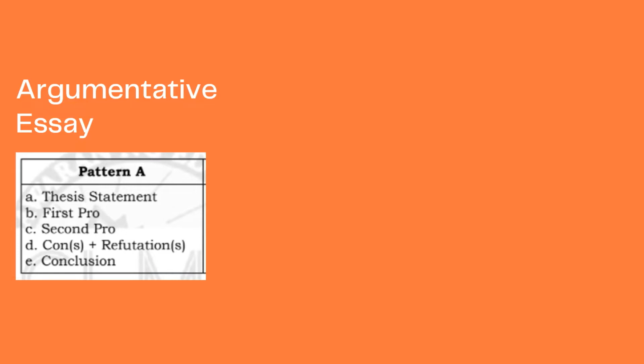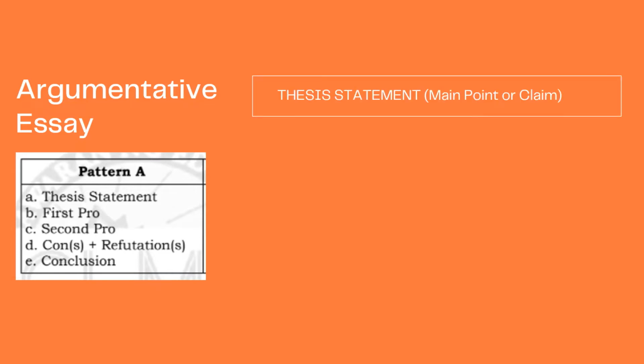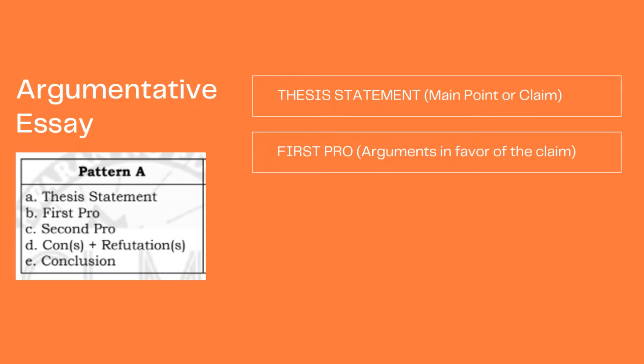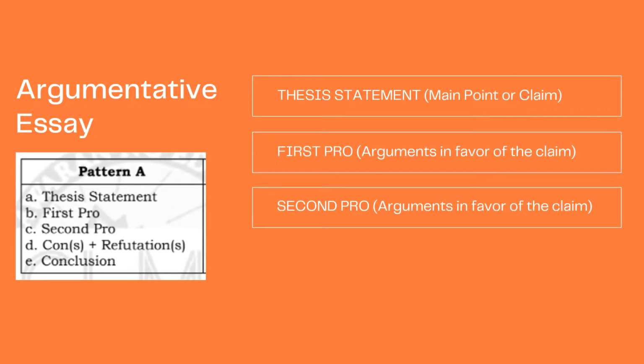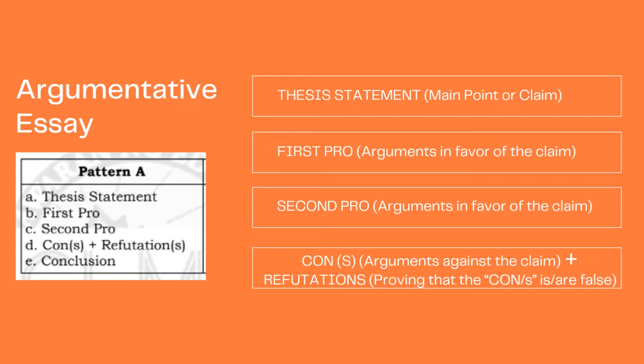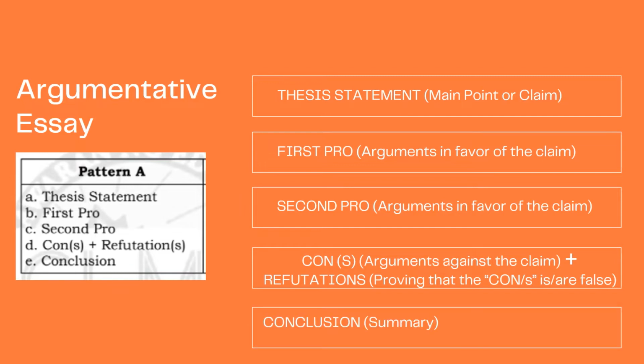An argumentative essay has the following parts: the thesis statement, which states the main topic or claim. Next, the first pro, or positive argument supporting the claim. The second pro, or arguments in favor of the claim. Next, con, or arguments against the claim. Refutation, or statement that proves that the con is untrue or false. And last, the conclusion, or the summary of the arguments mentioned.